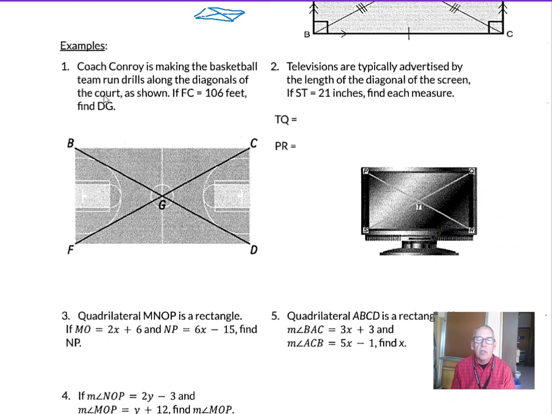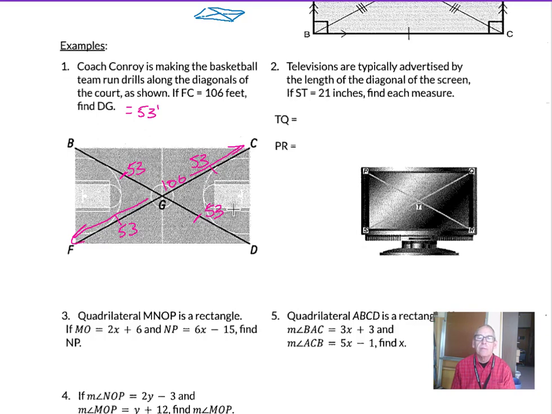Coach Conroy is making the basketball team run drills along the diagonals of the court, as shown. If F to C is 106 feet, so this distance here is 106, it's asking us to find DG. D to G is this part right here. Because this is a rectangle, the diagonals bisect each other and are congruent. So each one of these sections is half of 106, which is 53. So from G to D is going to be 53 feet.